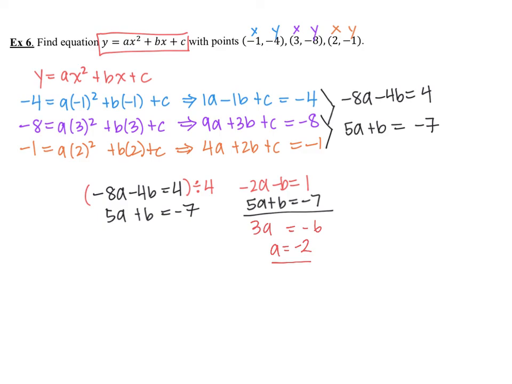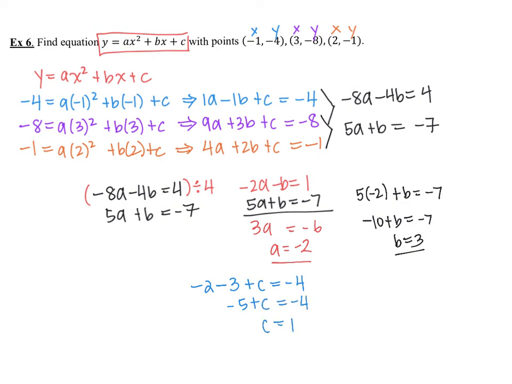Okay, what do I need now? Now I need b. I'll plug that back into one of the equations. Which one? I'm going to plug it into the 5a plus b equals -7. So 5a plus b equals -7, -10 plus b equals -7. b is 3. I still need c, and then I also need to go back and write my equation. I'm going to use my blue equation, a minus b plus c equals -4. Okay, I got c equals 1, which is great, except I'm actually trying to write an equation.